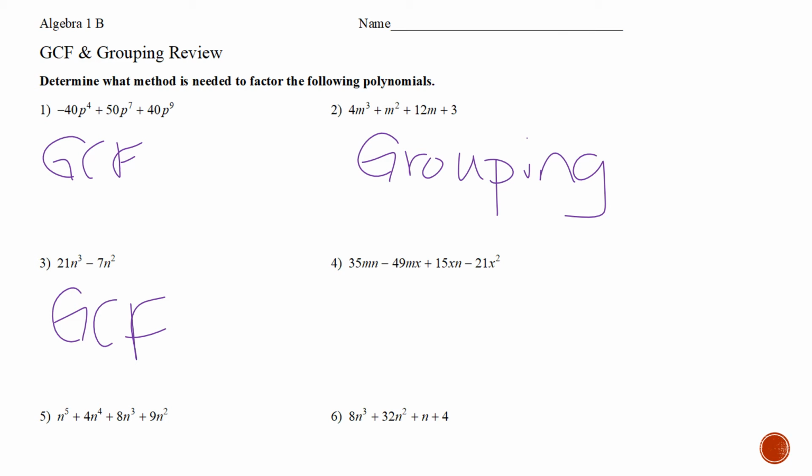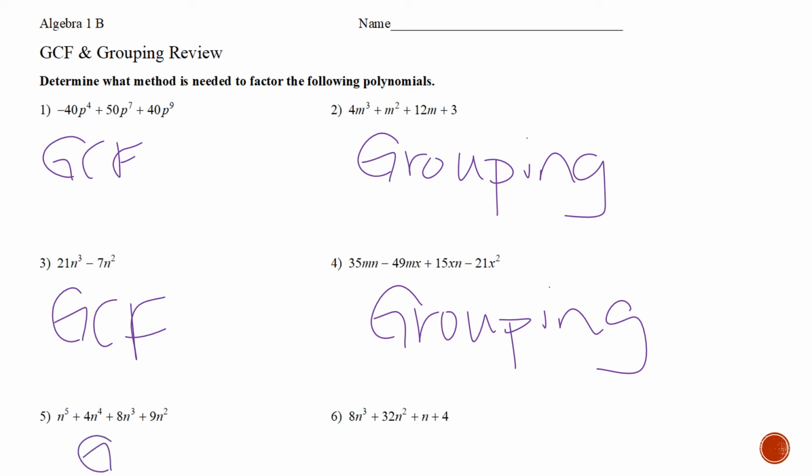Okay, number 4, well, let's see, they don't all have x's, they don't all have m's or n's. 21, 15, 49, 35. 15 has 1 and 15, and 3 and 5. Let's see, 3 goes into 21, but it doesn't go into 35 or 49. So this one would have to be grouping since there is no GCF there. Okay, number 5. There are 4 terms, but they all have n's, so I would use GCF for this problem.